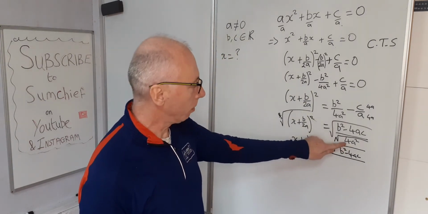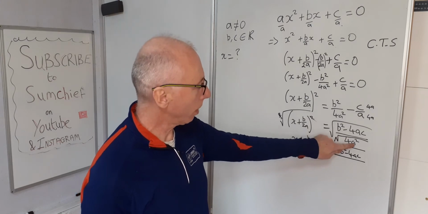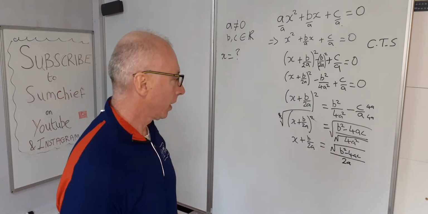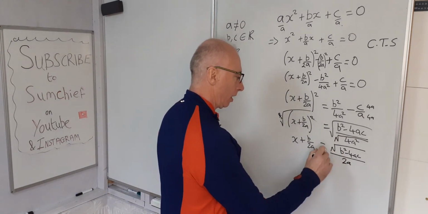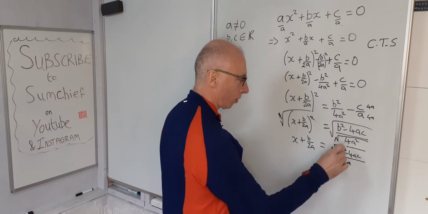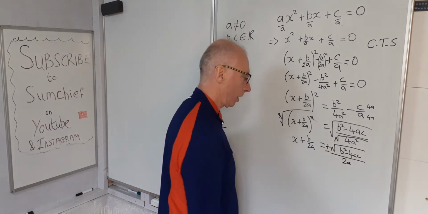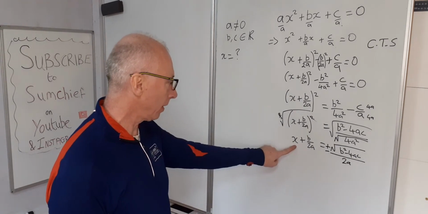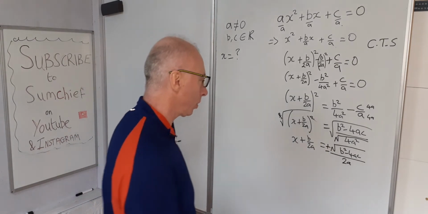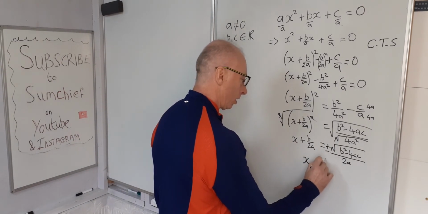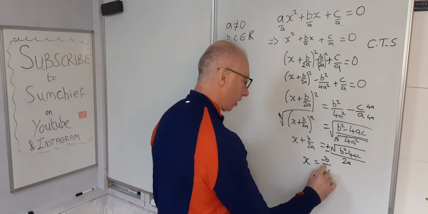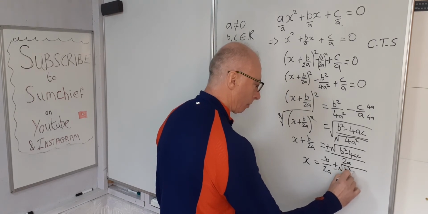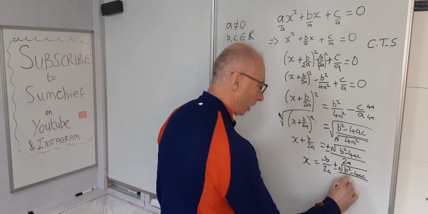What's the square root of that? Well, the square root of 4 is 2. Square root of a squared is just a. So that's over 2a. Okay, and then what we need here is, because we don't know if it's the plus or the negative versions, we need a plus or a minus here. Okay, so now what we're going to do, get the x on its own, take the b over 2a over there. So x equals minus b over 2a plus or minus square root b squared minus 4ac over 2a.